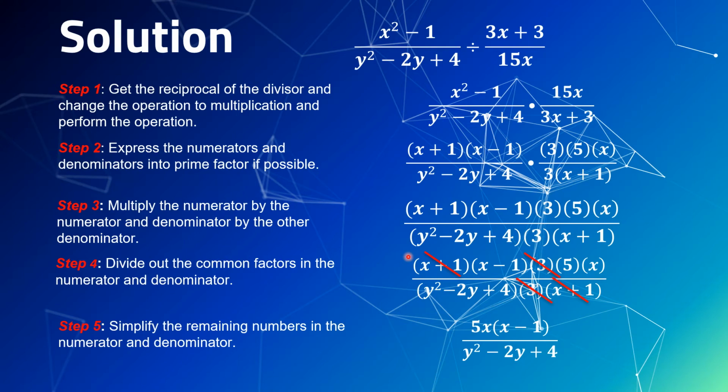So the remaining values are 5x and the quantity of x minus 1 here, and y squared minus 2y plus 4 here. So the answer is 5x times the quantity of x minus 1 all over y squared minus 2y plus 4. Or you can distribute this one. This will become 5x squared minus 5. If this one is in factored form, that is also correct.